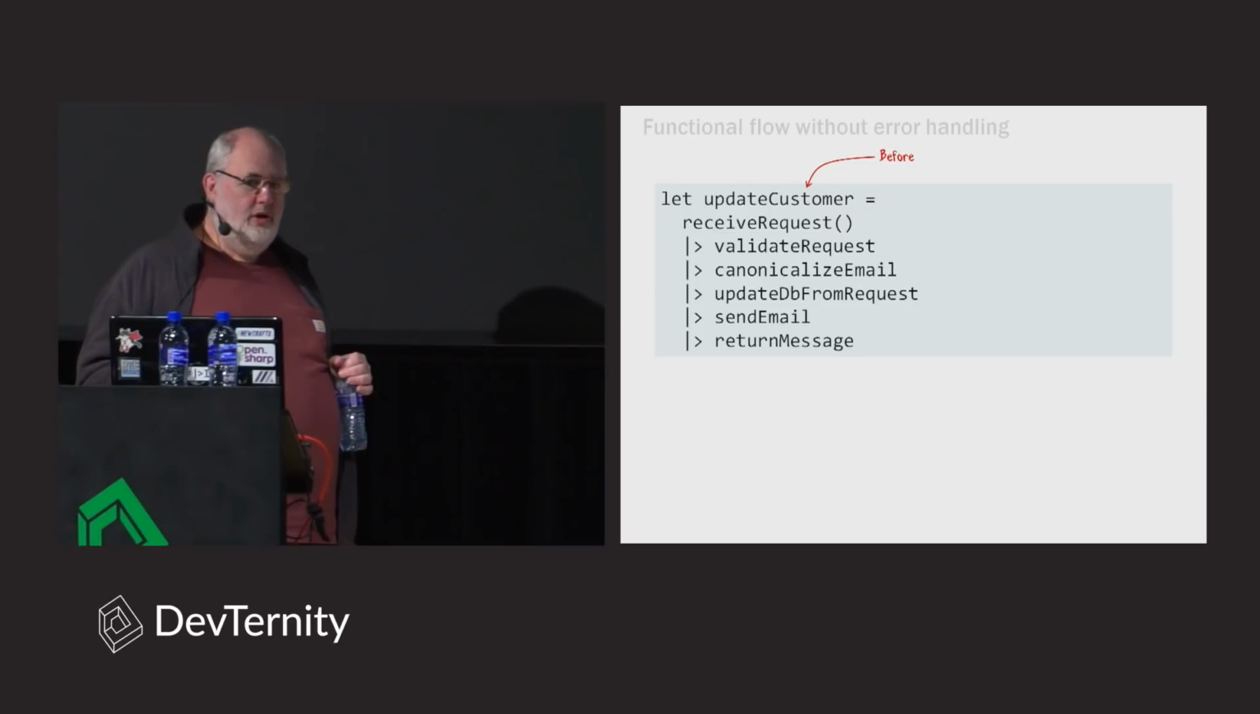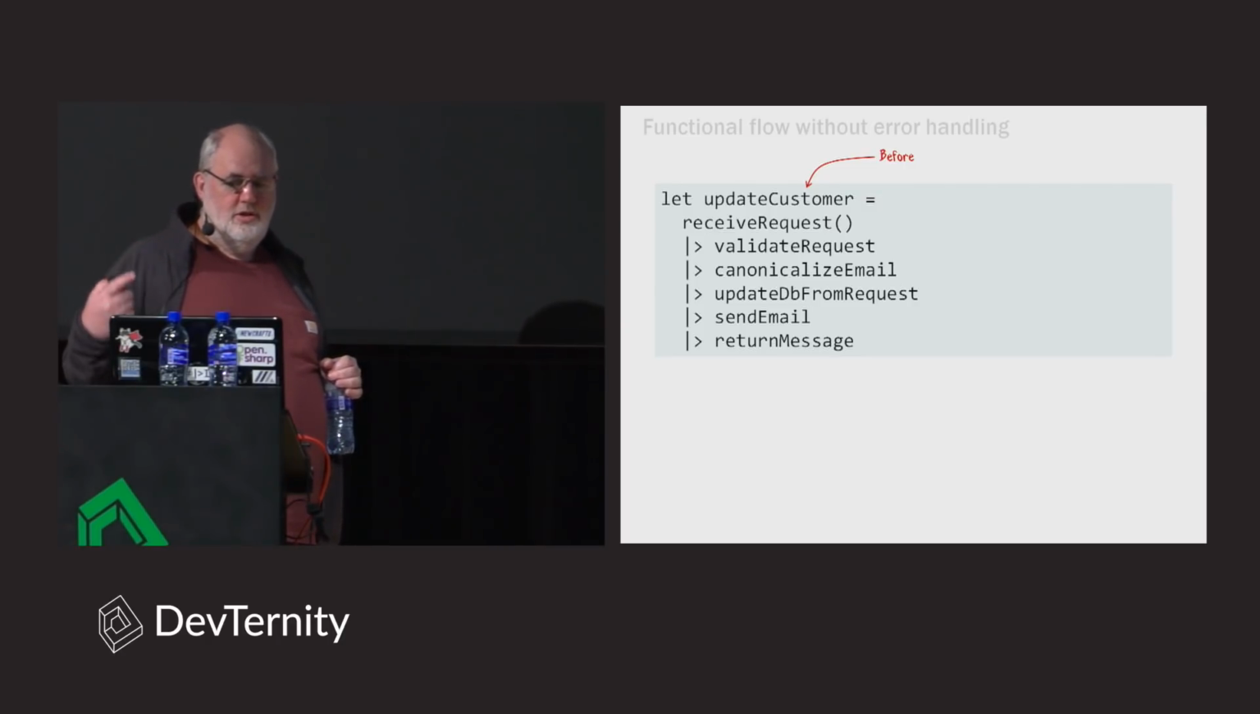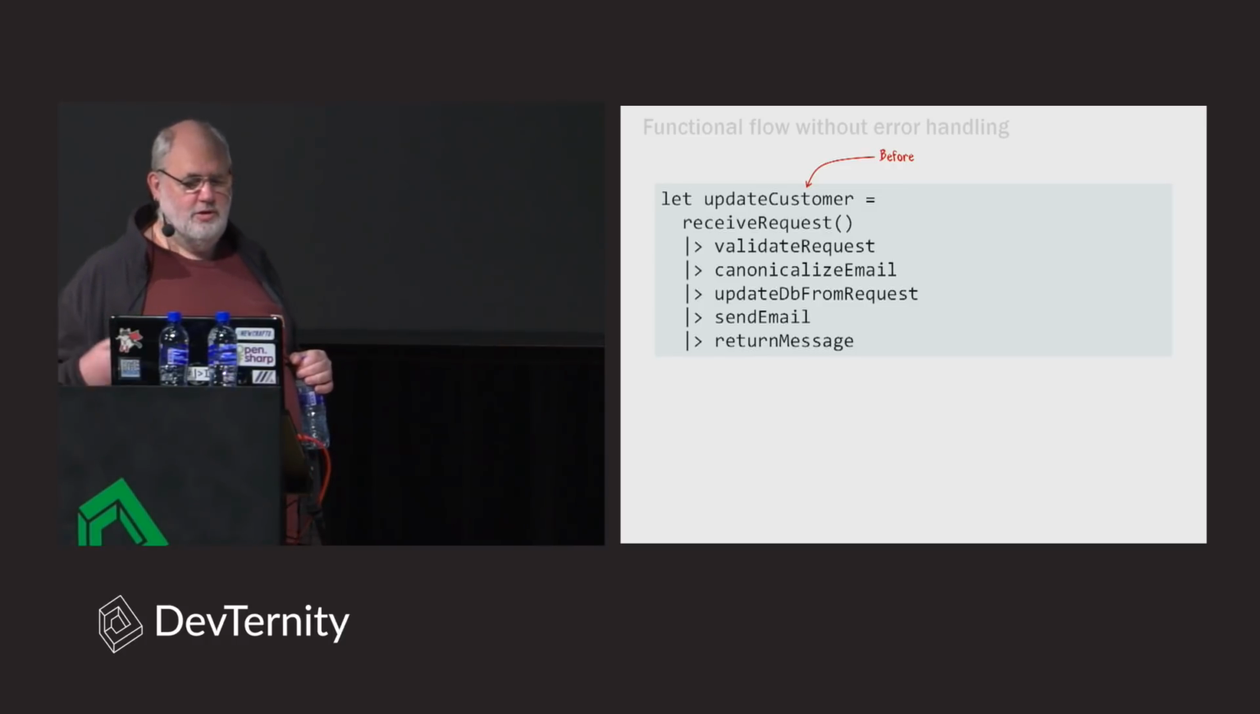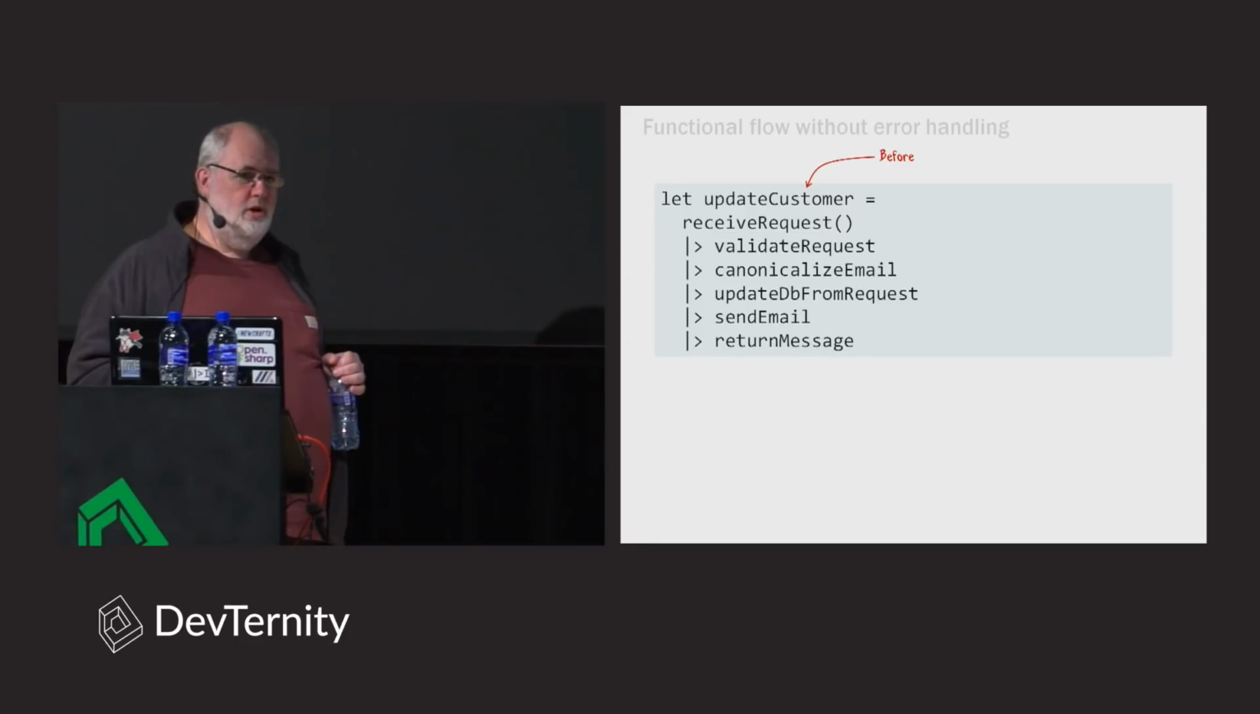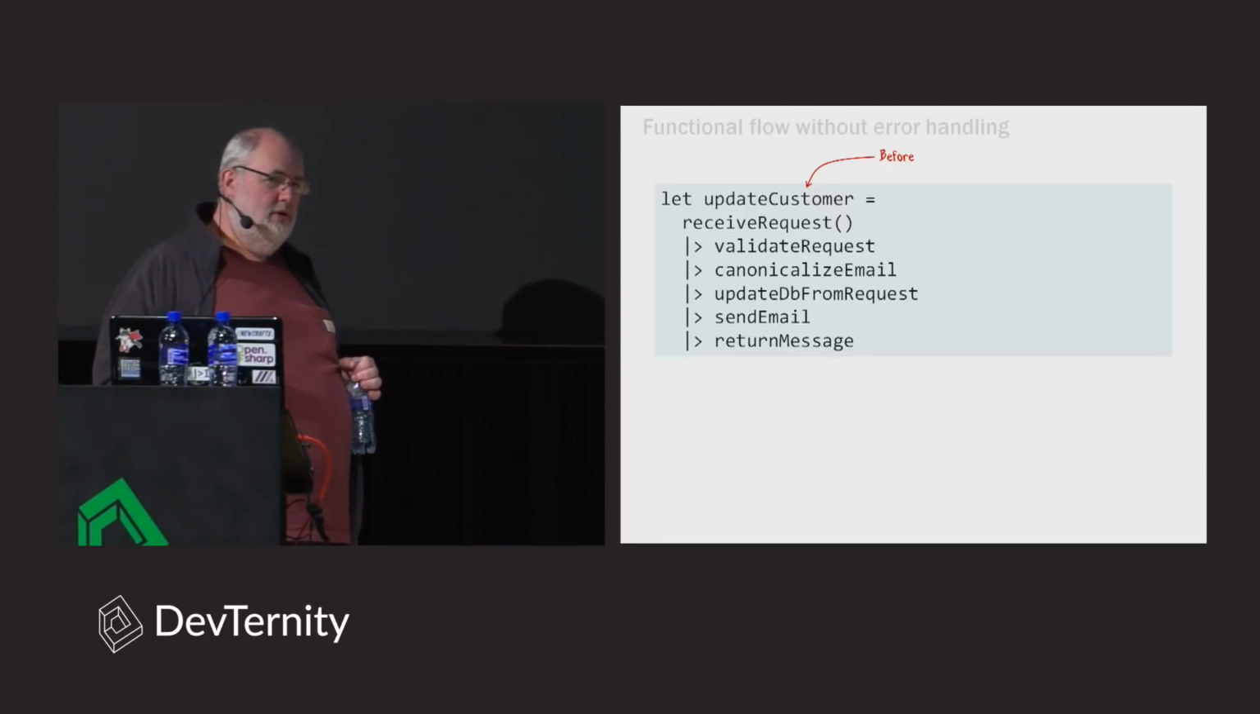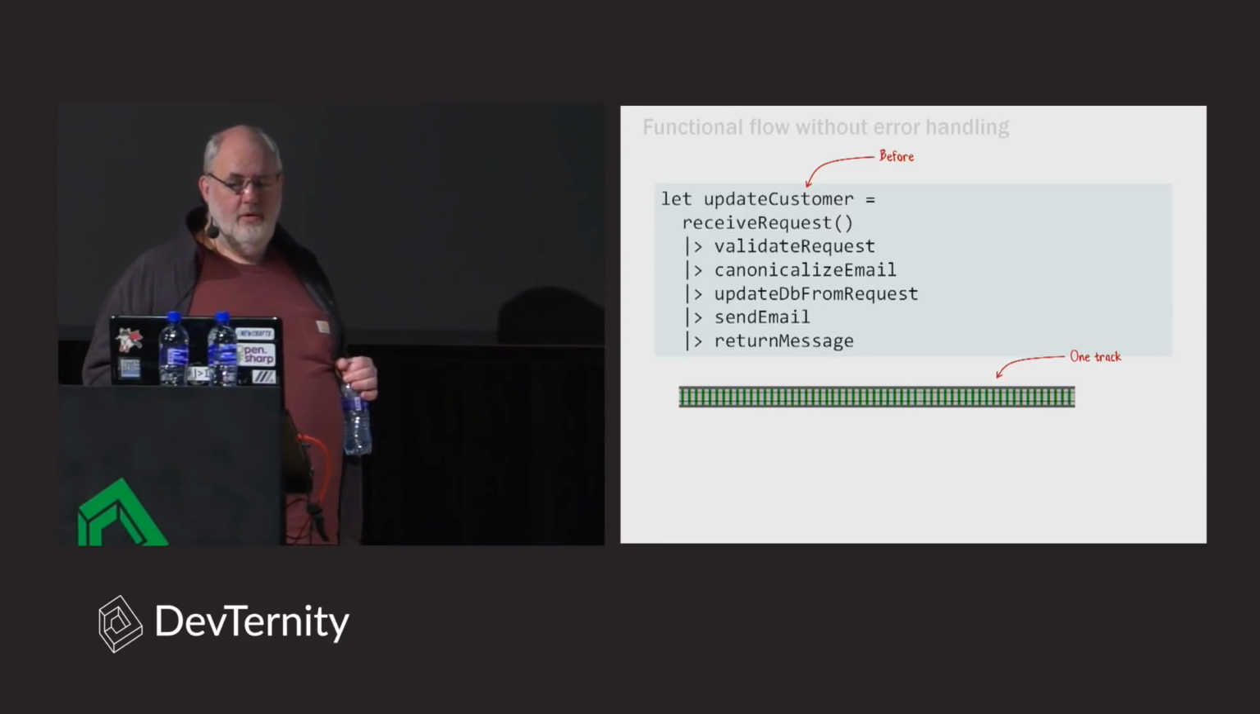If we look at the original code before the error handling, we can see that it's nice and linear. We say, take a request, and then validate it, and then canonicalize it, and update the database, and so on and so forth. So that's the before code. Now let's look at what the code looks like afterwards, okay?